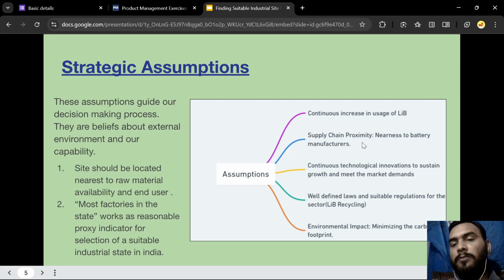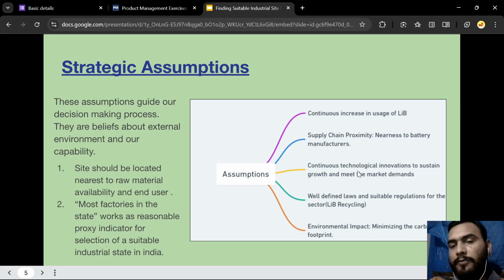And supply chain proximity: the nearer we are to the lithium-ion manufacturers, since we are not the manufacturer ourselves, the better. We supply those materials to the battery manufacturers, so the shorter the distance, the lower the transportation cost, and we can supply more easily.